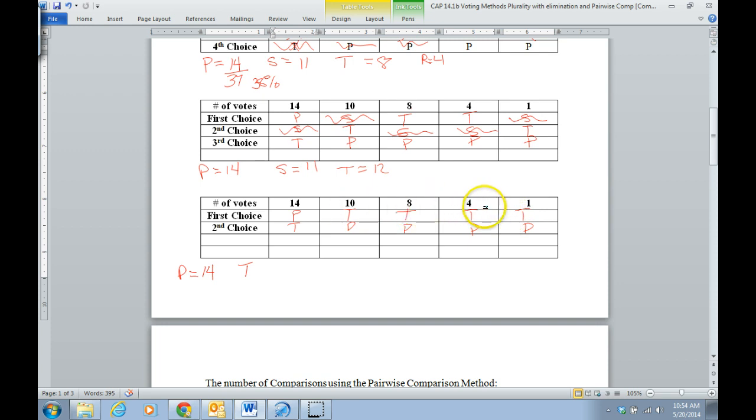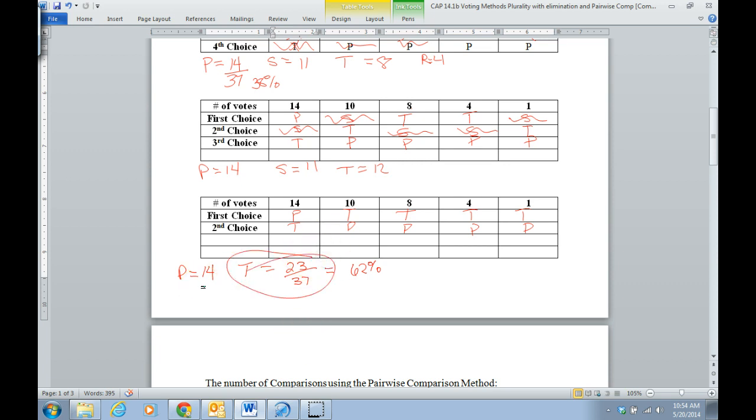But now T has 10 plus 8 plus 4 plus 1. So that would be 23, I think. Did I count that right? 18 plus 4 is 22, plus 1 is 23. So 23. Now, is 23 over 37 more than 50%? Yes, it is. It's around 62%. So we can stop. Who won this election? T did.